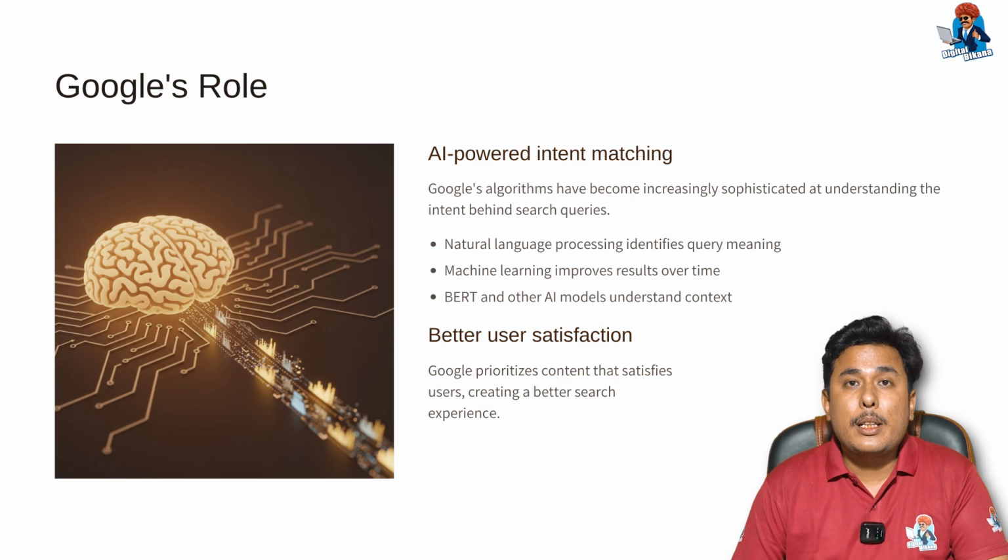Google uses algorithms like RankBrain and BERT to understand search intent and match it with relevant results. This is why understanding the intent is crucial for SEO success.